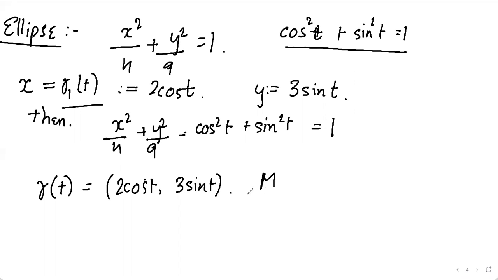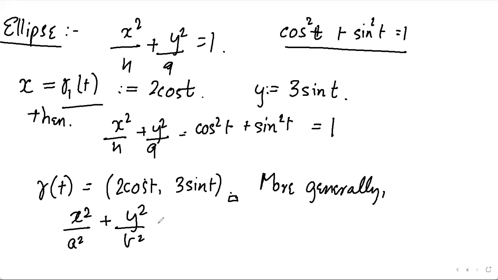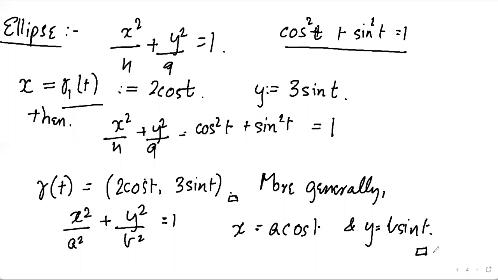Now more generally, in place of 4 or 9, the general Cartesian equation for an ellipse is x square upon a square plus y square upon b square equals 1. So here we can define x as a cos t and y as b sine t.